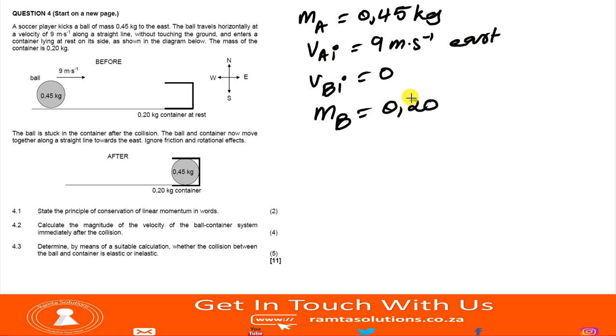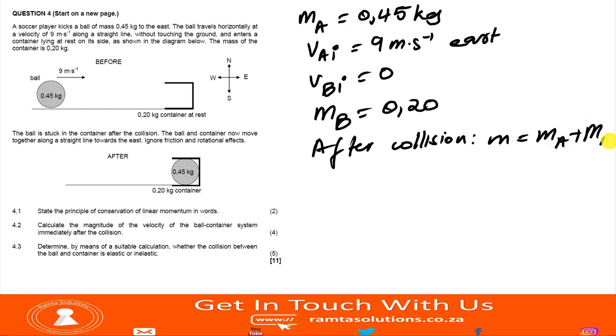Okay, cool. Now, proceeding, the ball is stuck in the container after the collision. When they say stuck, this means after collision the new mass will be, because they are stuck, they are now moving as a unit. We will write our mass as the mass of A plus the mass of B. After the ball is stuck in the container, the ball and the container now move together along a straight line towards the east. Ignore friction and rotational effects.